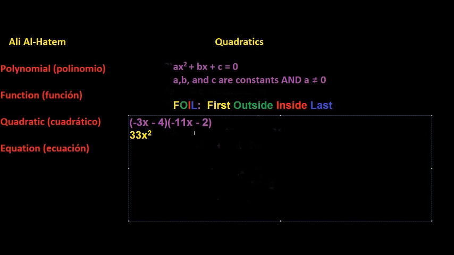Negative 3x multiplied by negative 2 gives you a positive 6x. Negative 4 multiplied by negative 11x will give you a 44x, and the last, negative 4 multiplied by negative 2 gives you a positive 8. Putting that into a single expression once again, it gives you a 33x squared plus 6x plus 44x gives you a 50x plus 8.